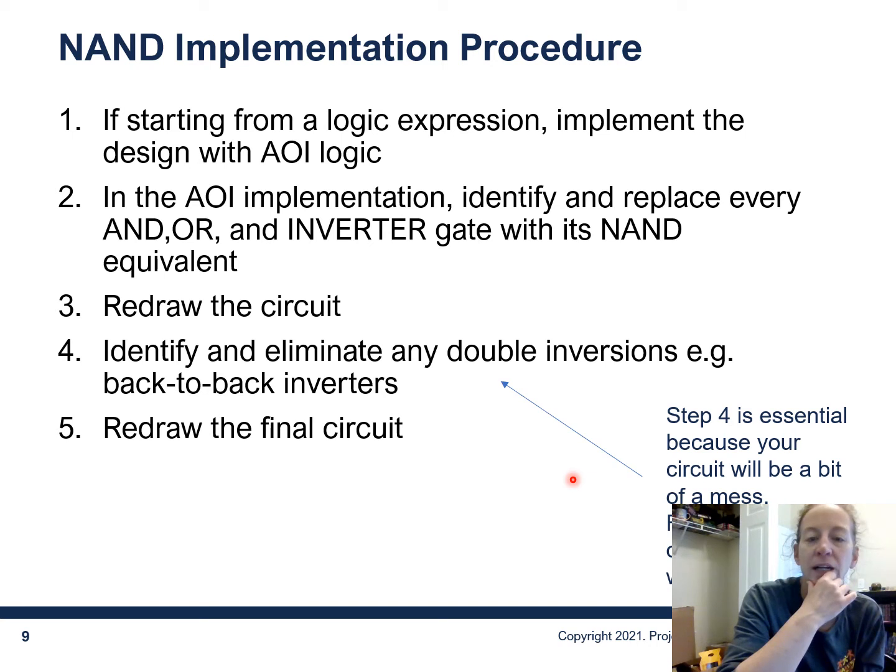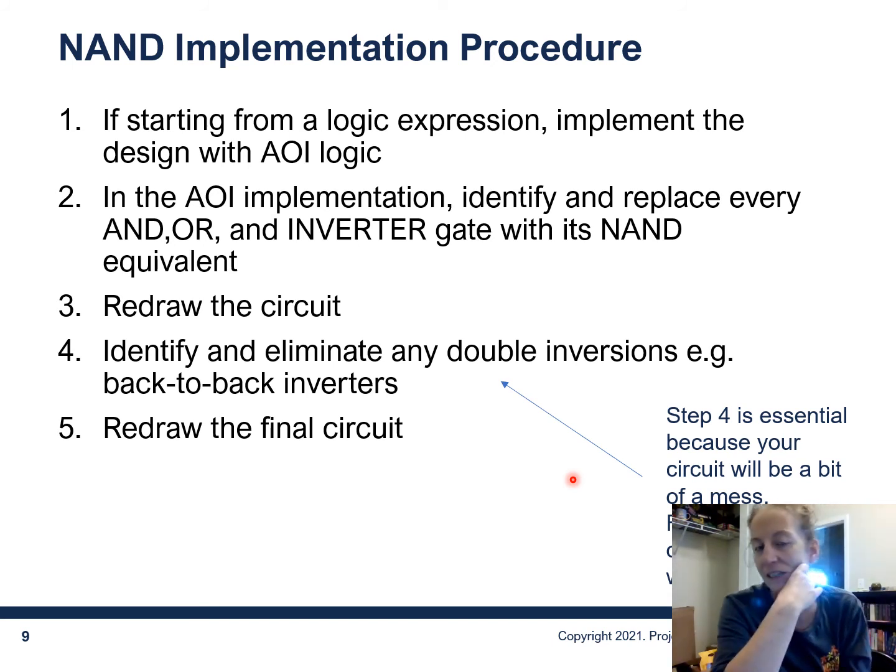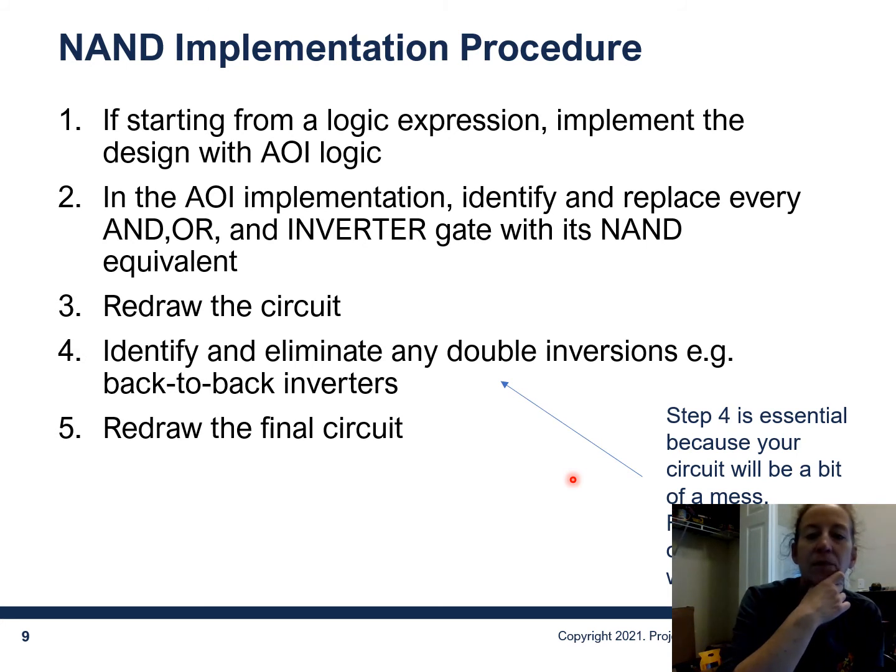In the AOI implementation, identify and replace every AND, OR, and inverter with its NAND equivalent. That's what you should have just copied down. So everywhere in the circuit that you have an AND gate, you're going to replace it with 2 NANDs. Where it's an OR, you're going to replace it with 3 NANDs, and an inverter gets replaced with an AND gate. Then redraw the circuit.